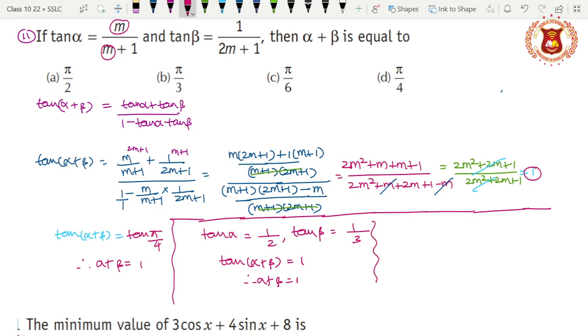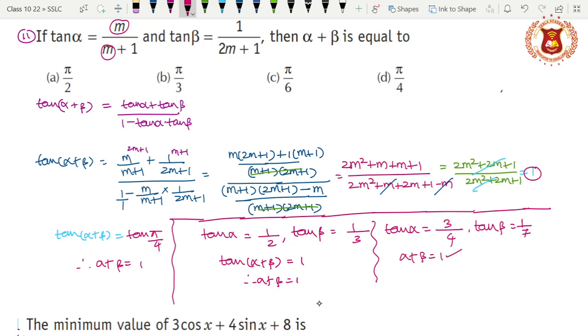Even if I take m is equal to 3 here, tan alpha is 3 by 3 plus 1, which is 3 by 4, and tan beta is 1 by 2 into 3 plus 1, which is 6 plus 1, 1 by 7. Therefore again alpha plus beta is equal to pi by 4.